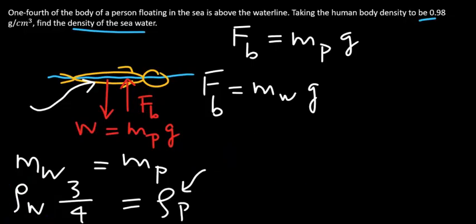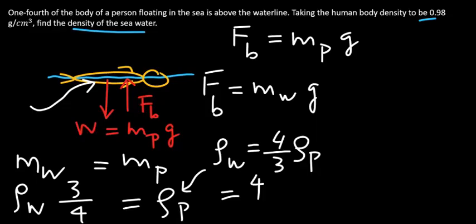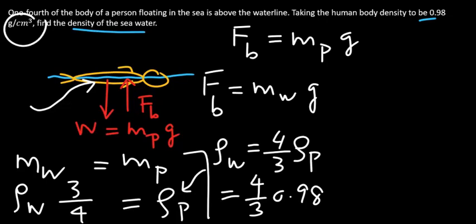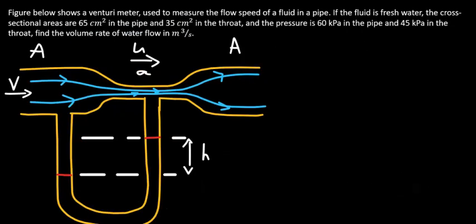Solving for the density of the seawater, you get the density of the seawater is 4/3 times the density of the person. So since we know the density of the person is 0.98, the unit is of course gram per cubic cm, the density of seawater becomes approximately 1.31 grams per cubic centimeter. And that's the answer.